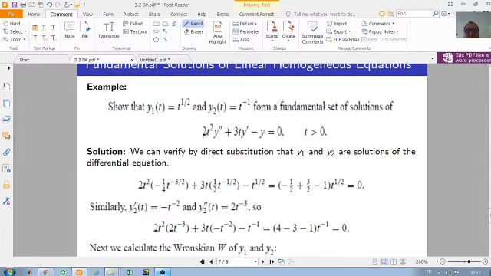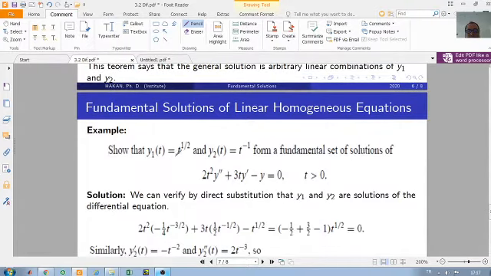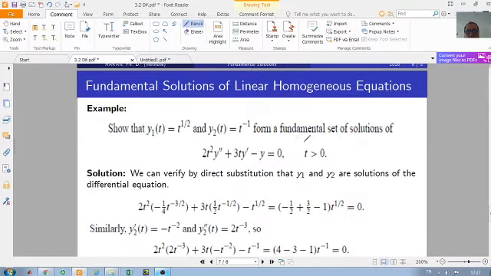For example, show that the functions y1 and y2 form a fundamental set of solutions of this differential equation. First, we should understand whether it is a homogeneous second order linear differential equation, to use this theorem to say that the functions given here form a fundamental set of solutions. So from here we obtain the second derivative plus 3t over 2t squared y prime minus 1 over 2t squared y is equal to 0.